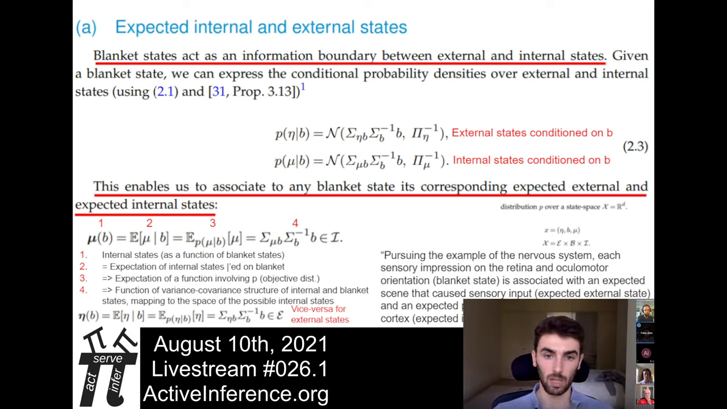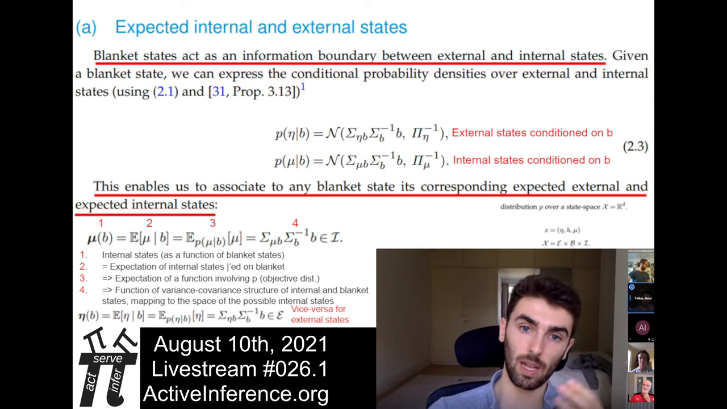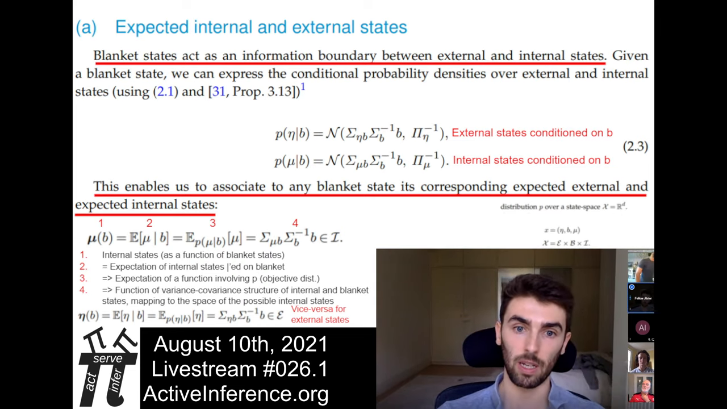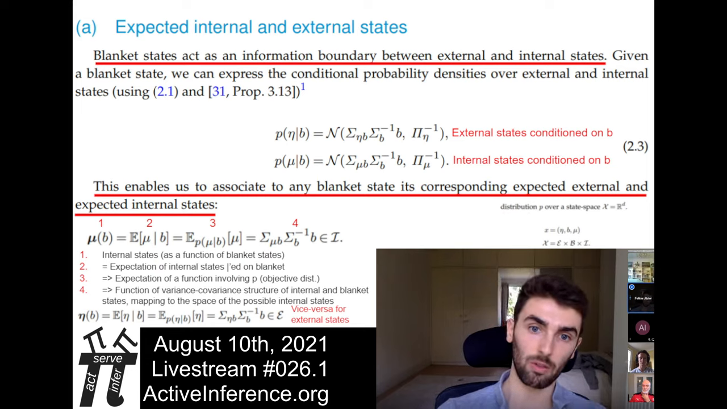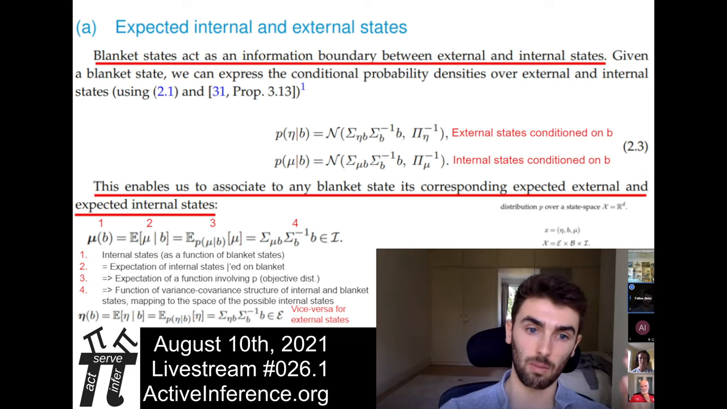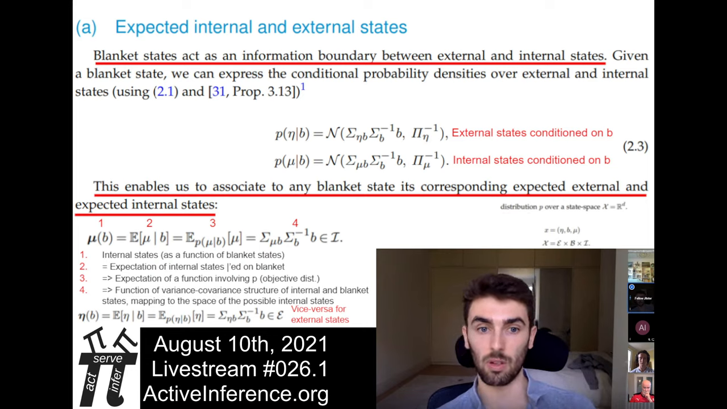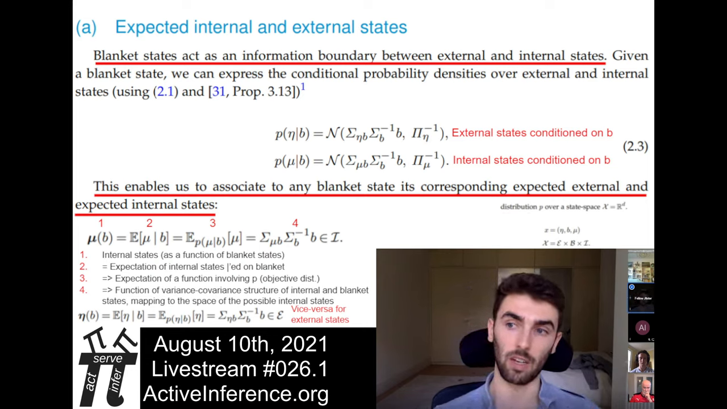So because you have a boundary, because you have these blanket states, let me give you an example. If you think about a human, then for example, part of the blanket states would be what happens on your retina. So the impression from the world that you get on the retina. And so this is to say that if you have some kind of sensory impression on your retina, then this gives you some information about what's going on outside.